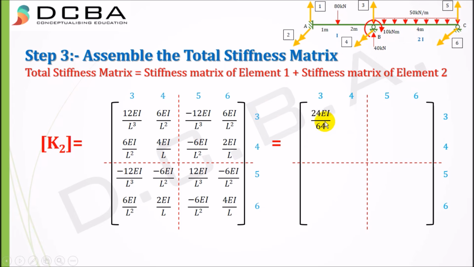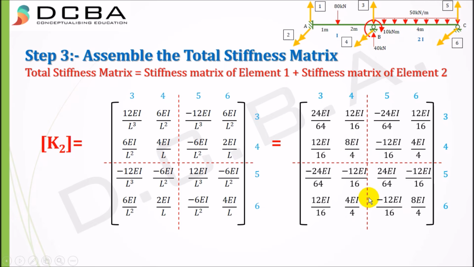24 EI by 64, because I was 2I, so 12 EI became 24 EI, and L was 4 cube, so it became 64. 12 EI by 16, 12 EI by 16, 8 EI by 4. And then again copying these values appropriately with all the sign conventions, we get the whole stiffness matrix.